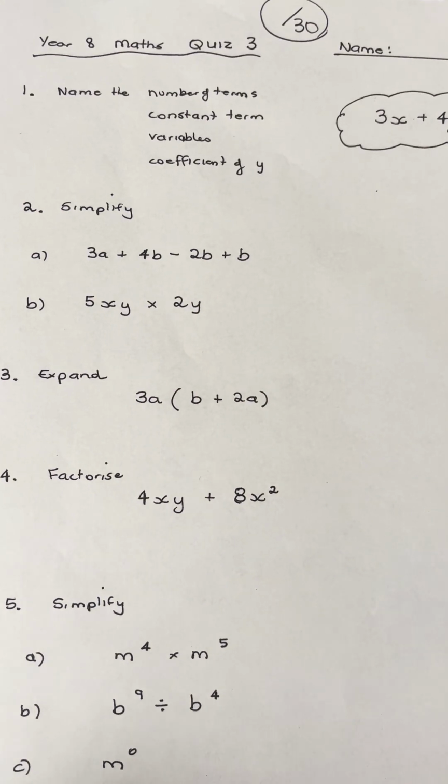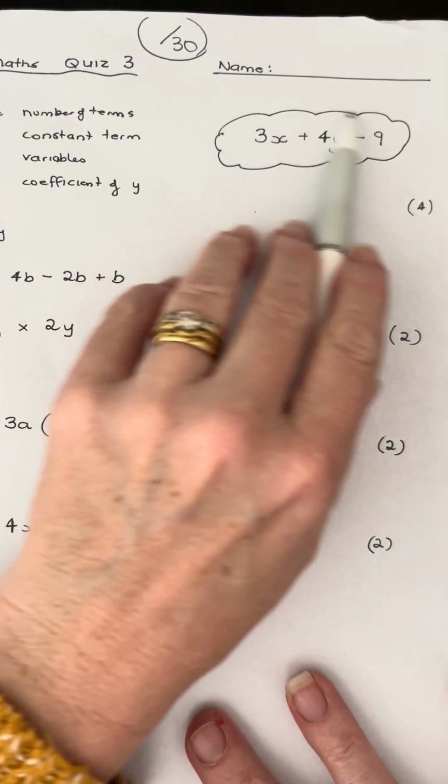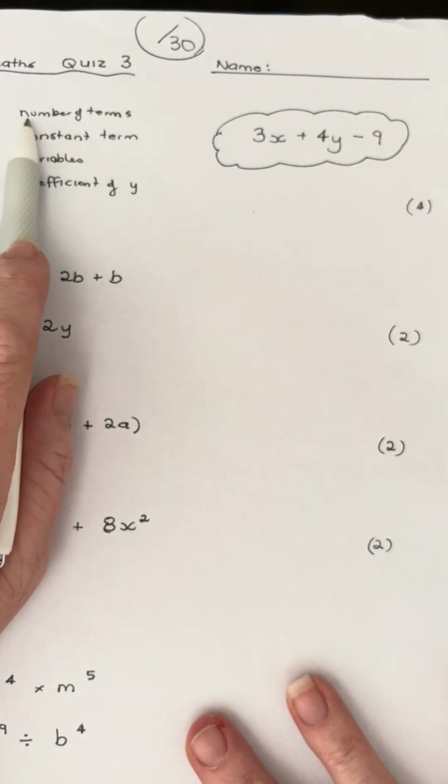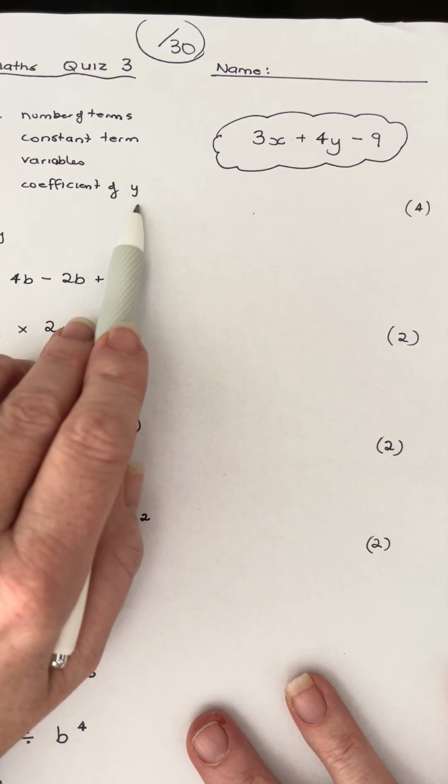Okay, having a look at our Year 8 Maths Quiz 3 for the term. So we're looking at a bit of algebra, index laws and ratios. The first question is looking at this expression here, and we want to look at how many terms it has, the constant term, variables and coefficient of y.